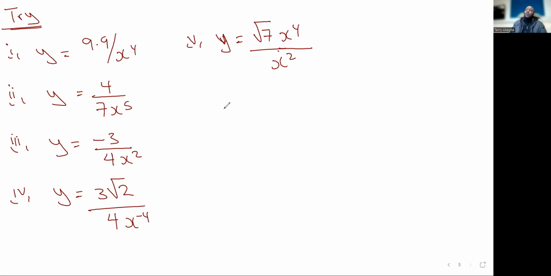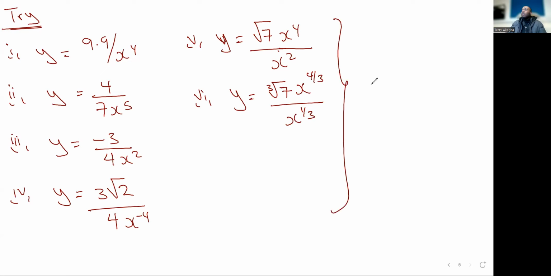All right, and you are told to solve this. And we have the last one, y is equal to square root of cube root of 7 divided by x raised to the power 4 over 3 divided by x raised to the power 1 over 3. And in all these cases, you were told to find what? You were told to find dy over dx.